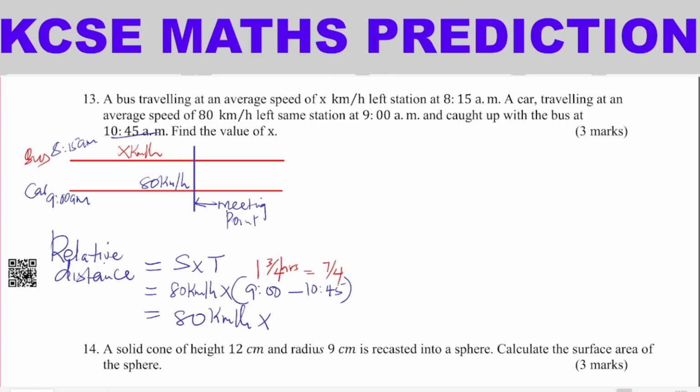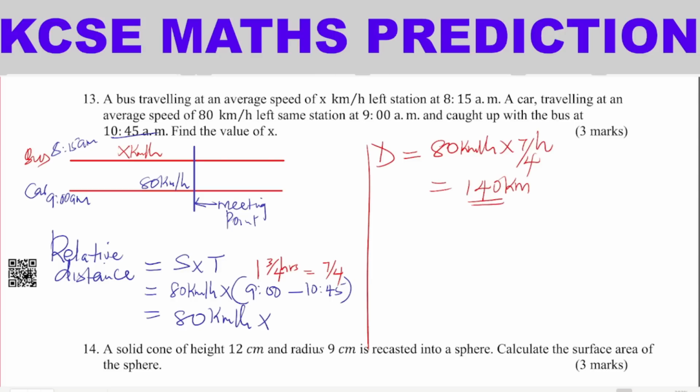That will be 7/4. So we multiply these, so we get the distance, the relative distance, which will be 80 kilometers per hour times 7 divided by 4 hours. So this will give 140 kilometers. So that is the distance between the two, from the start of the journey, the point where they began the journey, up to the meeting point.